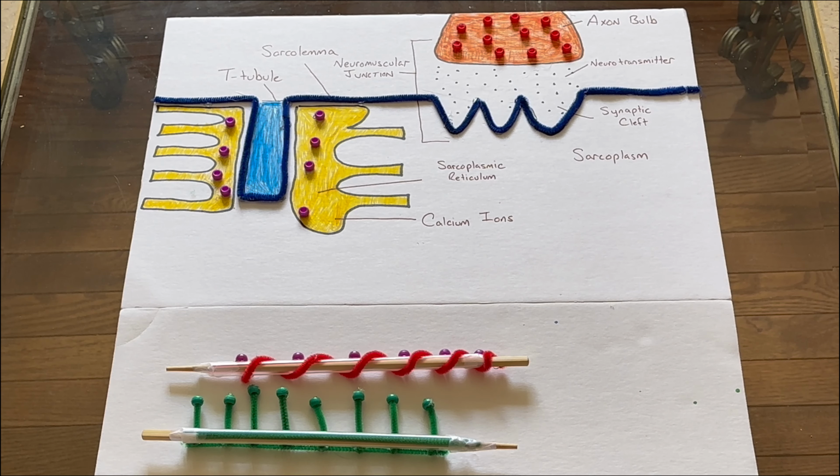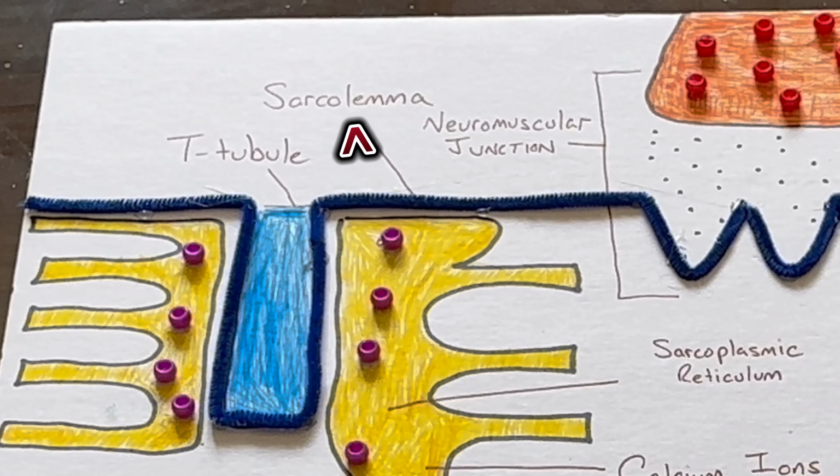Before I explain anything on this model, we're going to start over with the basic terms that we have on here. First, we have the sarcolemma. The sarcolemma is the plasma membrane of a muscle fiber cell. It is a selectively permeable membrane that controls the entry and exit of substances in and out of the cell.